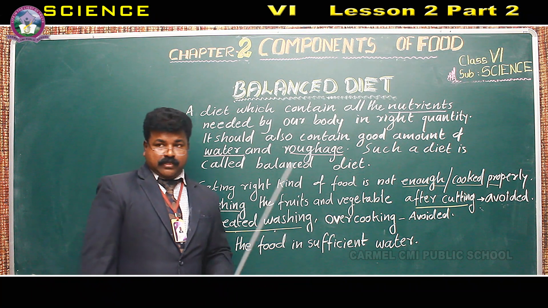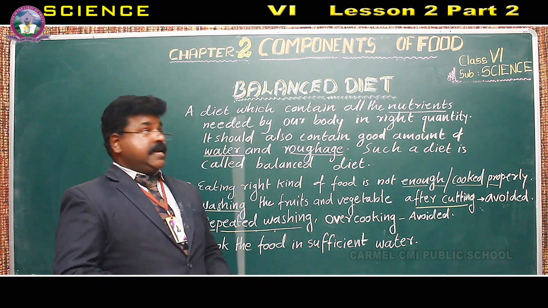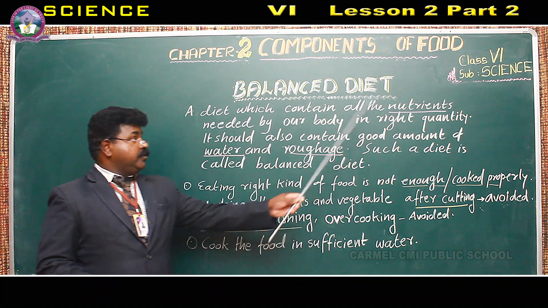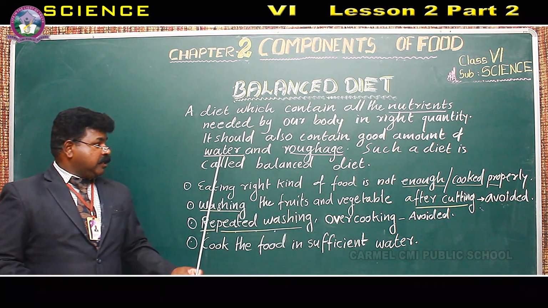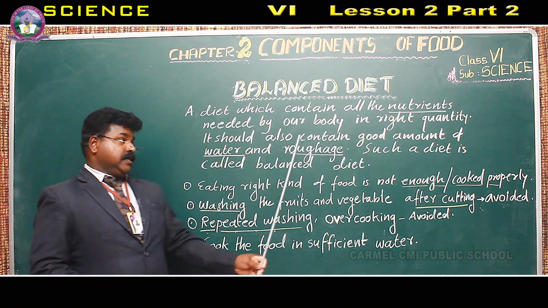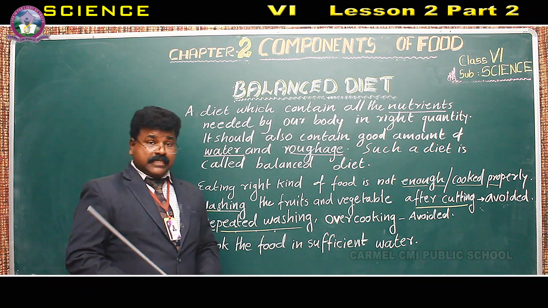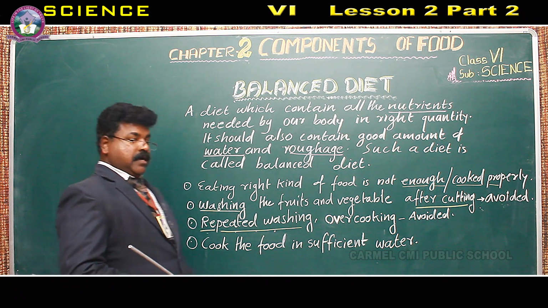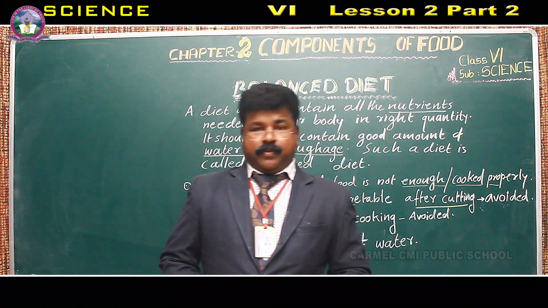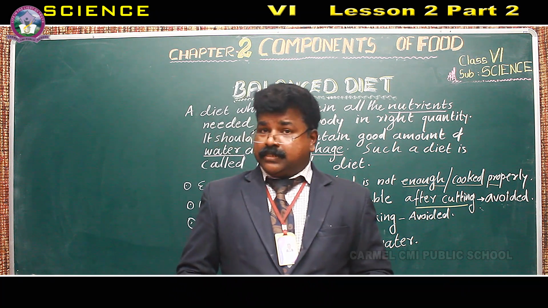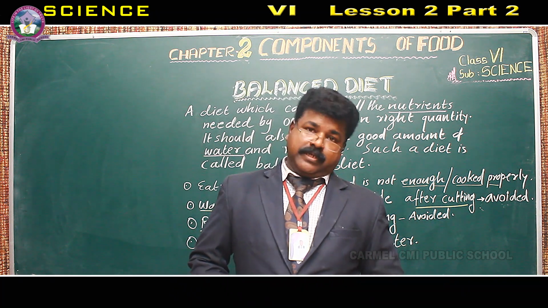Okay, you understood the definition for balanced diet? A diet which contains all the nutrients needed by our body in right quantity and sufficient amount of water and roughage. Such a diet is known as balanced diet. And you know that this balanced diet is not uniform for all the people. The balanced diet may vary from person to person.